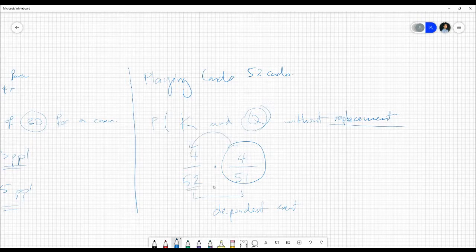So here we are reducing the total number of cards. That's why it's called a dependent event. So dependent means you're manipulating or you're changing the total number of outcomes somehow.